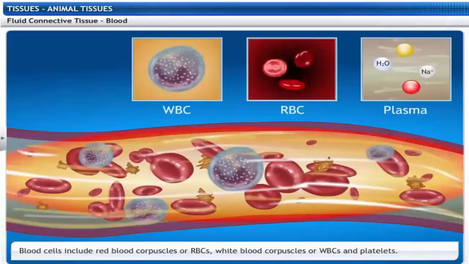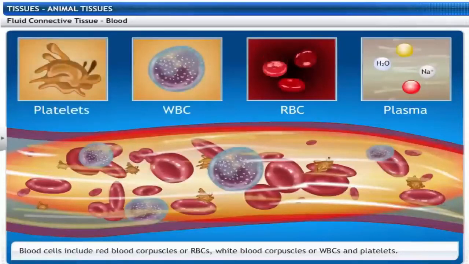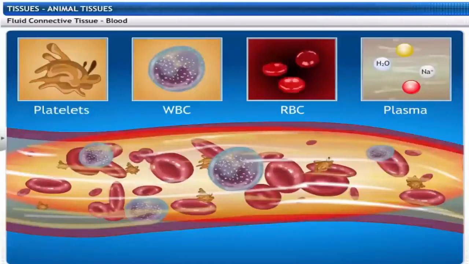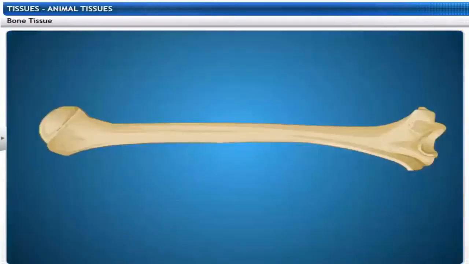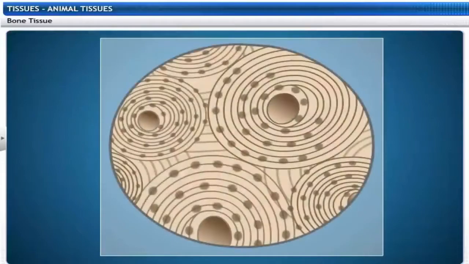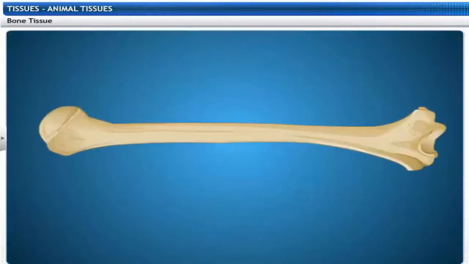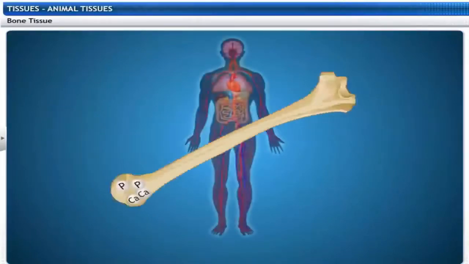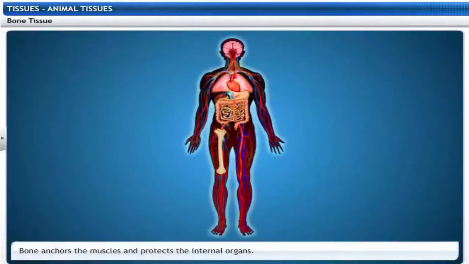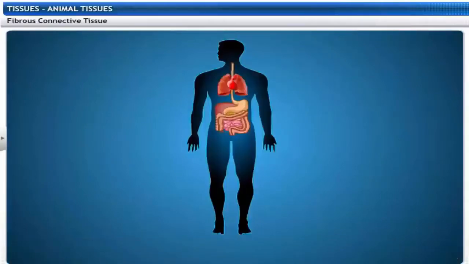Take a close look at these tissues that pack and bind various organs. These are fibrous connective tissues. They include ligaments that connect bones to bones. Ligaments are tough and elastic and they provide strength and flexibility. Tendons connect bones to the muscles. Tendons are tough and non-elastic in nature and provide great strength and limited flexibility.